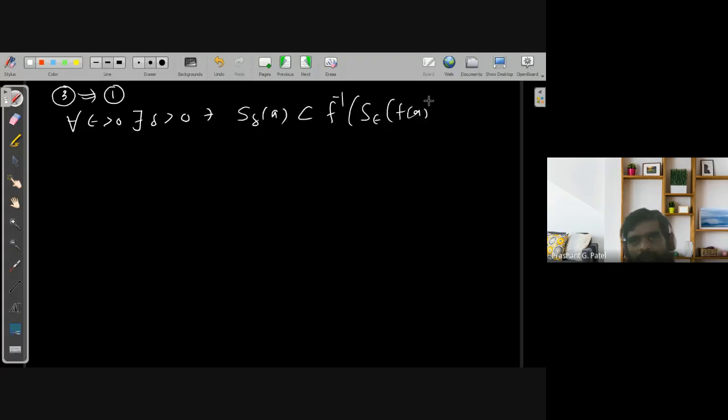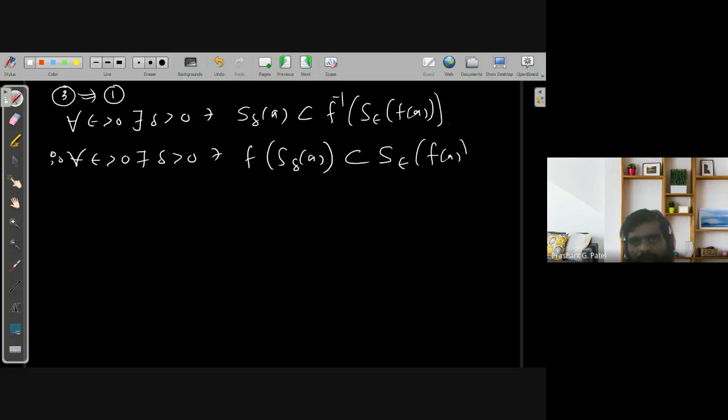Now we'll prove 3 implies 1. So this is the proof of 3 implies 1. What is statement 3? It says that for every epsilon greater than 0, there exists a delta greater than 0 such that S delta of A is a subset of f inverse of S epsilon of f of A. So this is equivalent to writing f of S delta of A is a subset of S epsilon of f of A, if I apply the image on both sides, and I will call this statement 1.